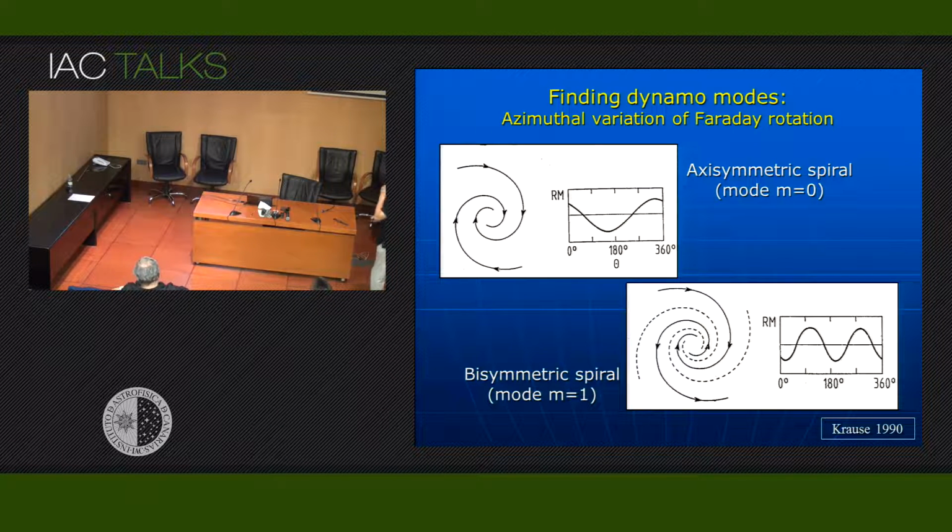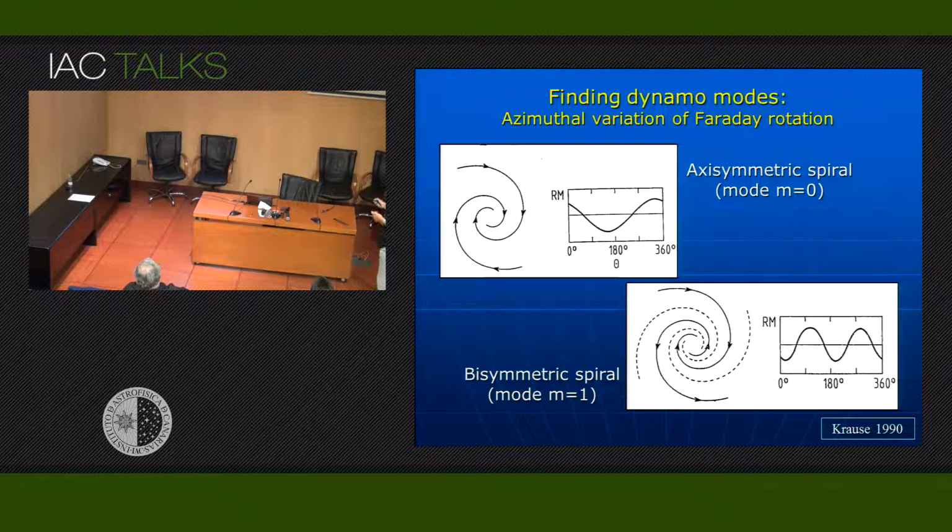Okay, then coming back to what I mentioned already before, the dynamo modes. If the dynamo is really producing spirals, then we can look for these axisymmetric and bisymmetric patterns. The axisymmetric one goes in everywhere, or vice versa, goes out everywhere. The bisymmetric goes in and goes out. If you measure the Faraday rotation along the azimuth, you get a sine wave because of inclination, and a double sine wave because of inclination plus the reversal in the case of the bisymmetric. And so on. A quadrisymmetric would then have even higher modes.